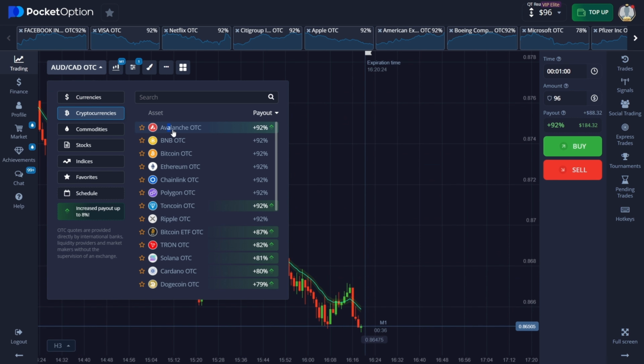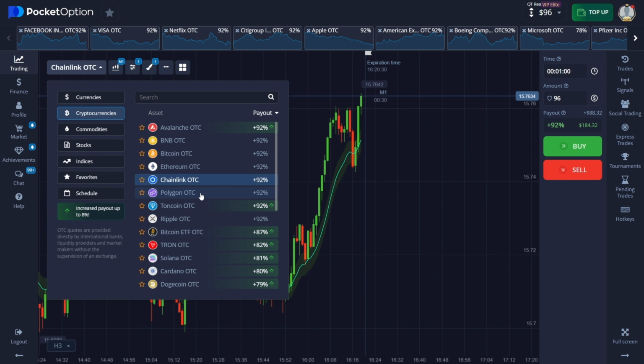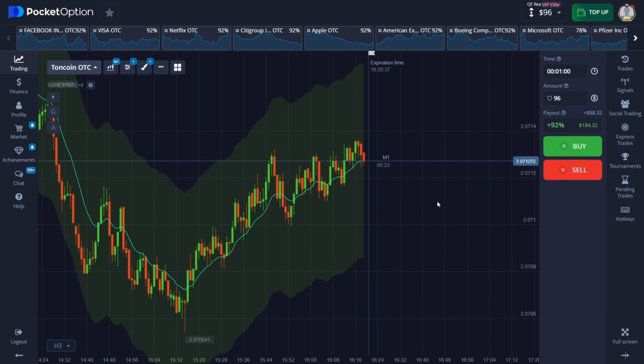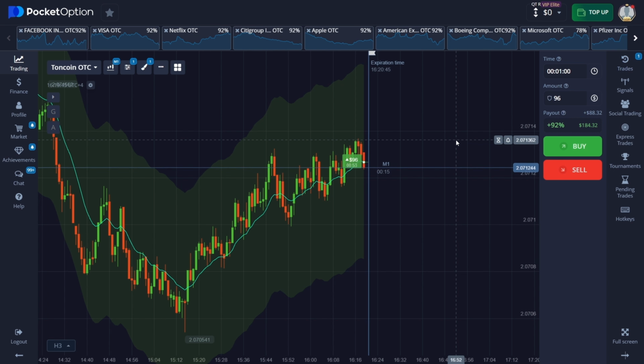Now, let's check cryptocurrencies. On Toncoin, I found a trade for an upside move and placed a $96 trade. As you can see, there was an uptrend earlier and the candle was taking support from the level, which is why I took this trade for the upside.